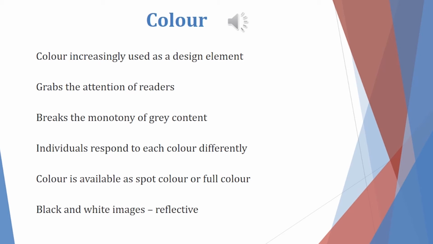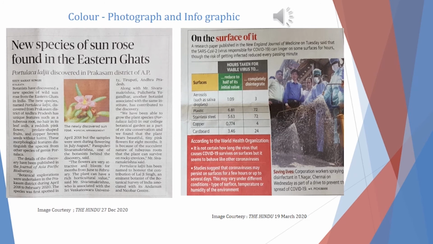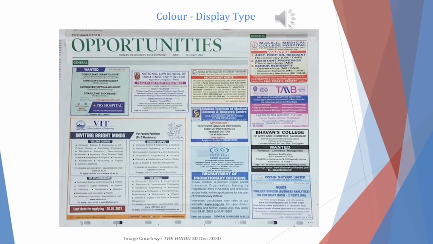Color is always better to attract the reader's attention rather than black and white. However, black and white images are better for responses requiring more thought. A color photograph and the color in the tabulation column grab the attention of the reader to the story which would have otherwise gone unnoticed. Here, the display type is a heading for a particular section, and this display type is in color.